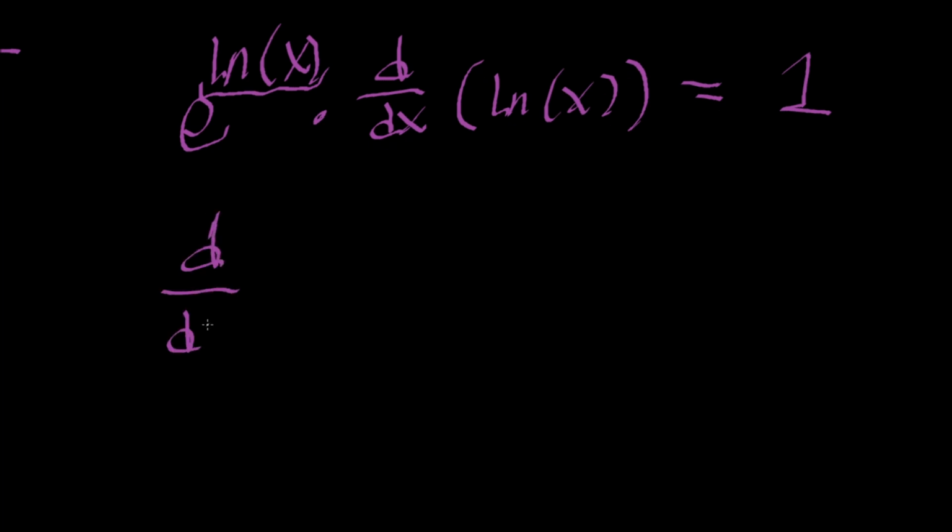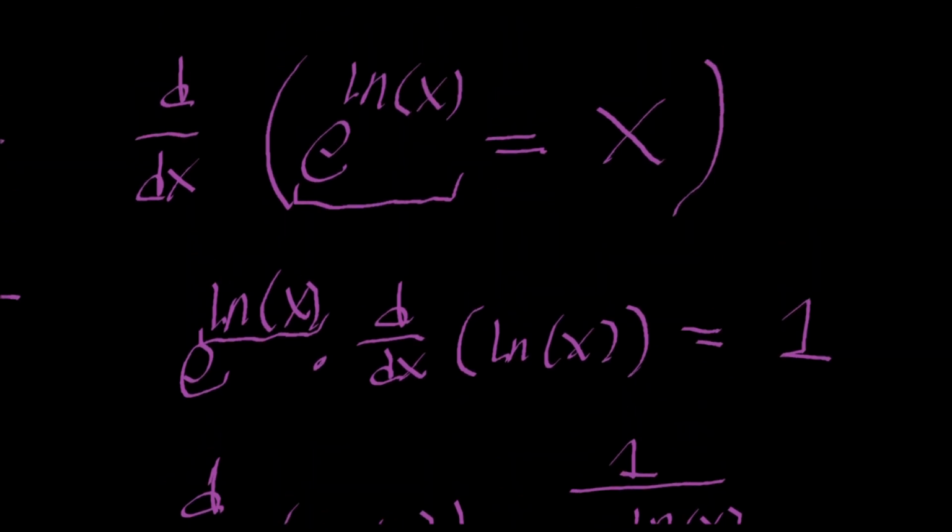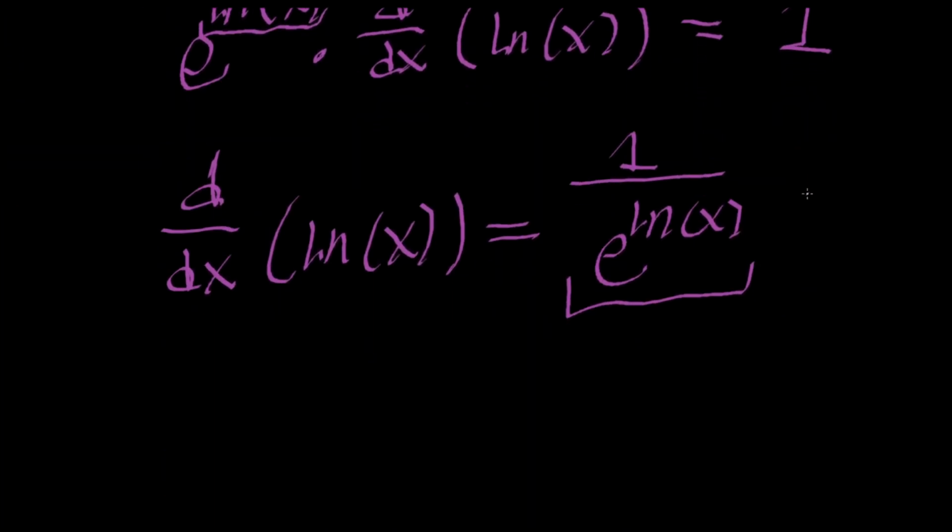the derivative of ln of x is equal to 1 divided by e raised to the power of ln x. But what is e to the power of ln x? Well, as we already said, this was just equal to x. So this entire thing is really just equal to 1 over x. Yeah, now we're done. We've proven it. The derivative of ln of x is equal to 1 over x.